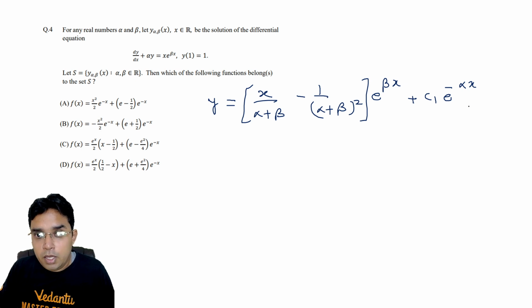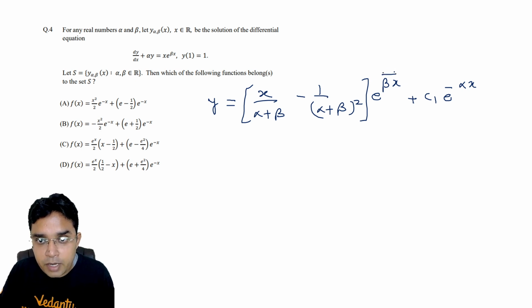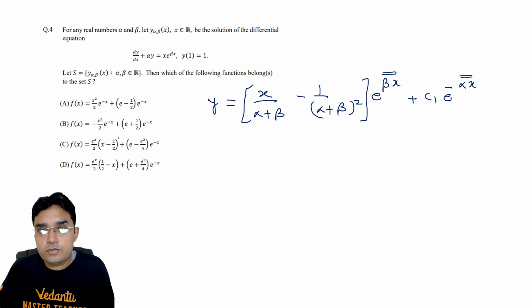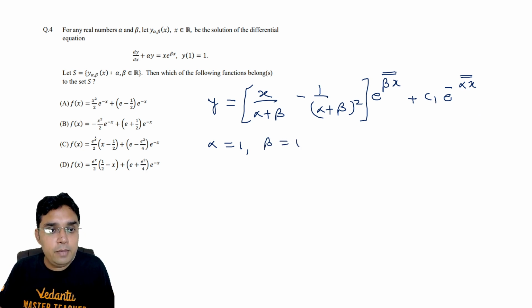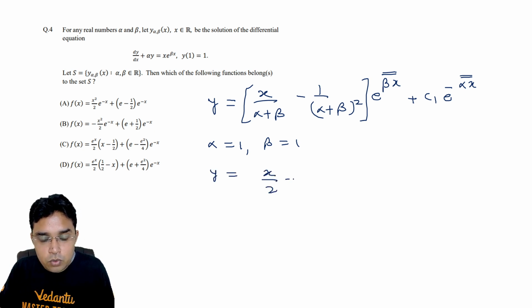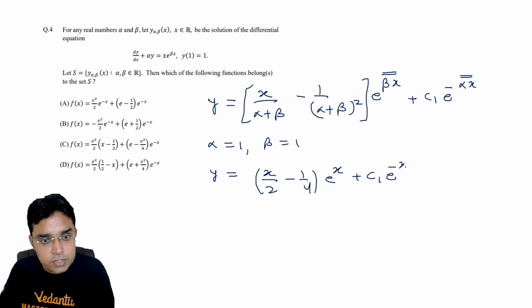Now if we are looking for such powers of e, my choice for alpha and beta should be that they should be 1 and 1 only. Alpha is equal to 1 and beta equal to 1, then only we can get terms like e power x or e power minus x. So in that case my solution will be (x upon 2 minus 1 upon 4) into e power x plus c1 into e power minus x.